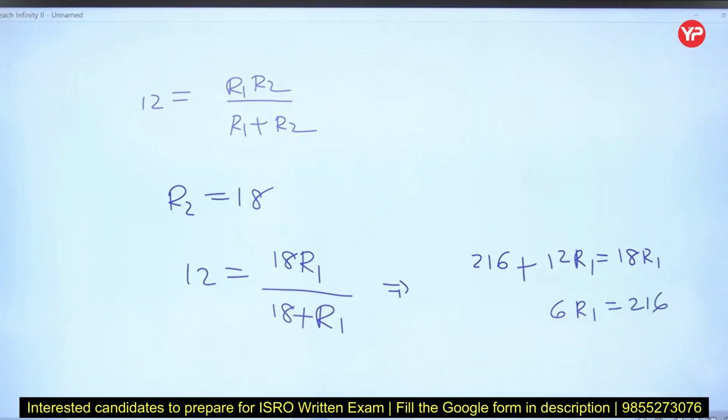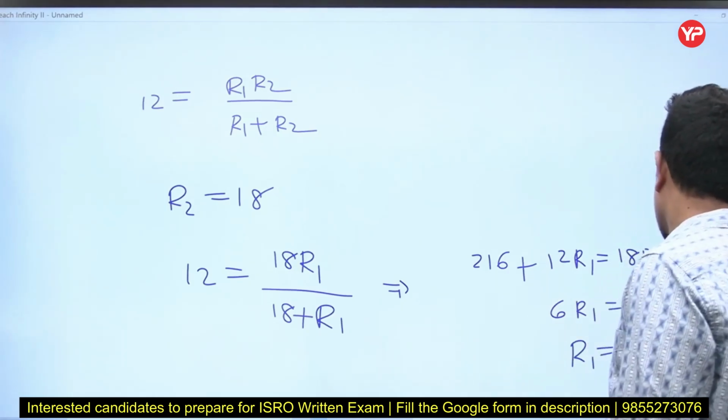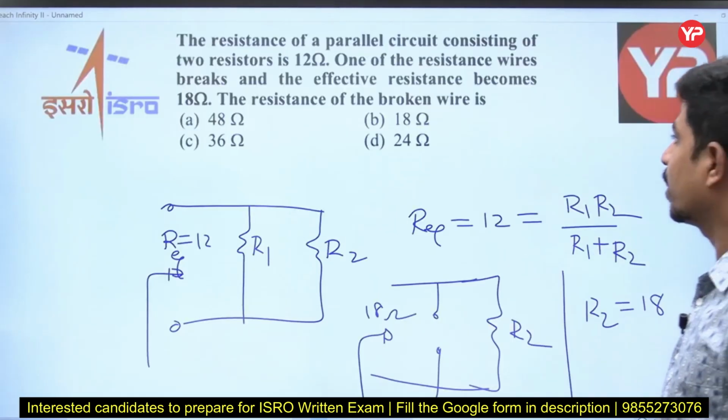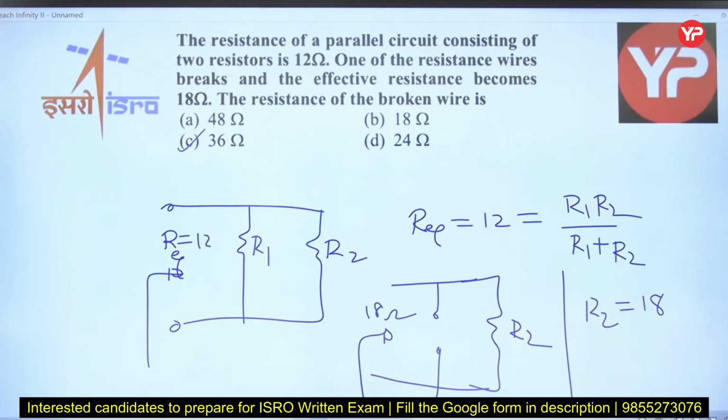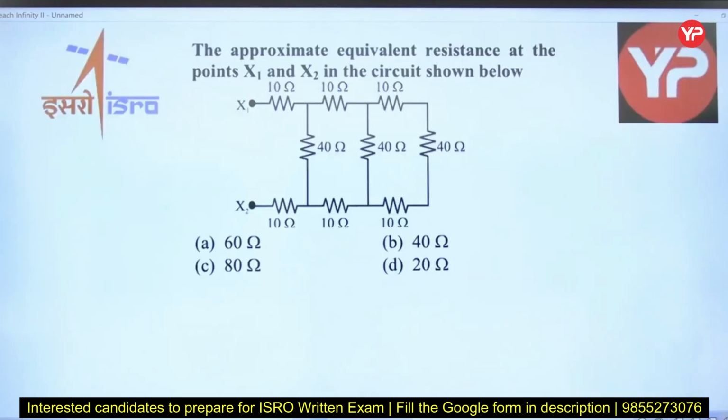So R1 is equal to how much? R1 is equal to 216 divided by 6. It is 36 ohms. R1 is 36 ohms. Option is C. C for Chennai. Right? Let's go to the next question.